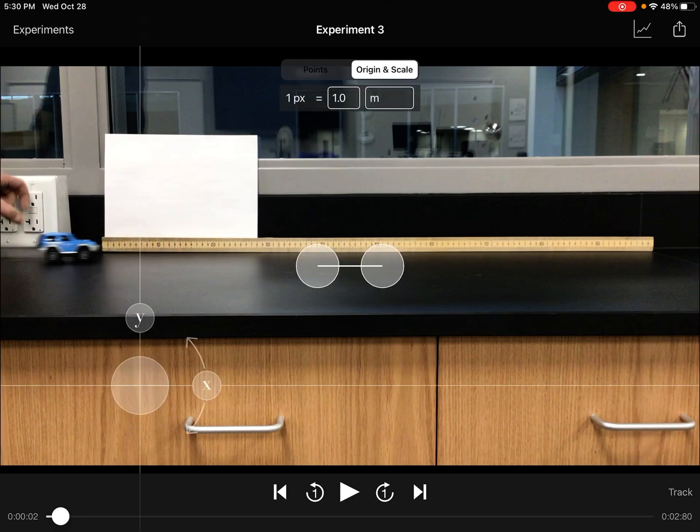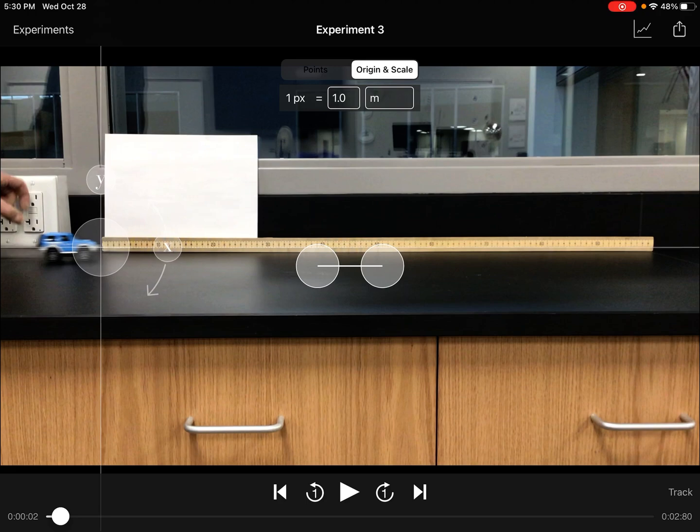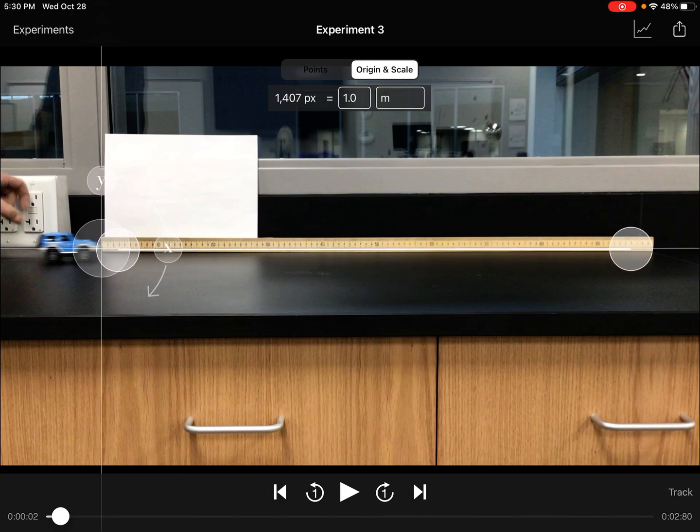Okay, so I went to origin and scale. I'm gonna set my origin. And then if you have a meter stick, you can set the meter stick to a certain number of pixels. So there, I've got that.